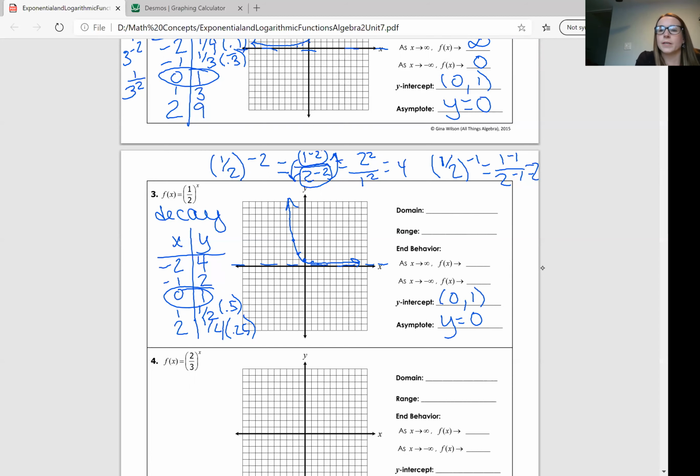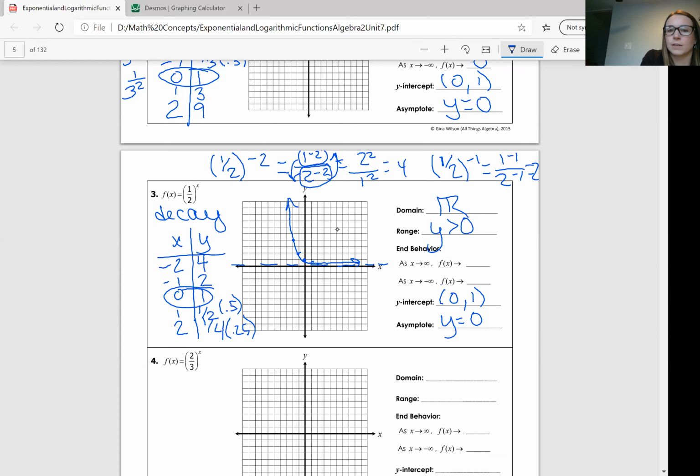Now let's talk about domain, range, and end behavior. Domain, again, your x values are positive and negative. So it's all real numbers. Range, okay, again, even though it's going the opposite direction, it's still getting towards 0, right? There's no values that are negative, okay, and it doesn't touch 0. So this is, again, y is greater than 0. Okay, all of your values are greater than 0.